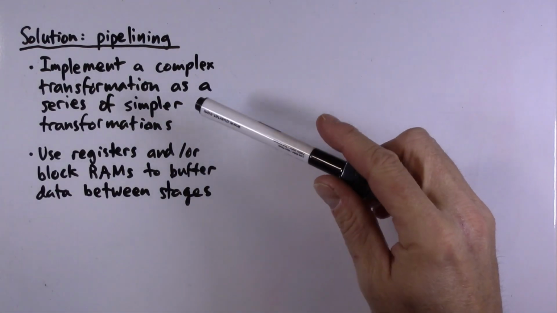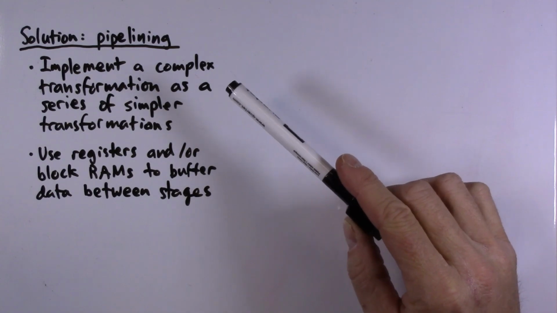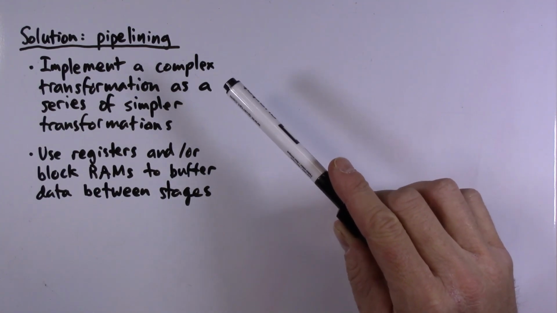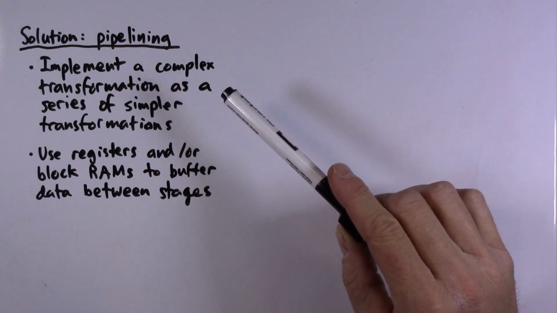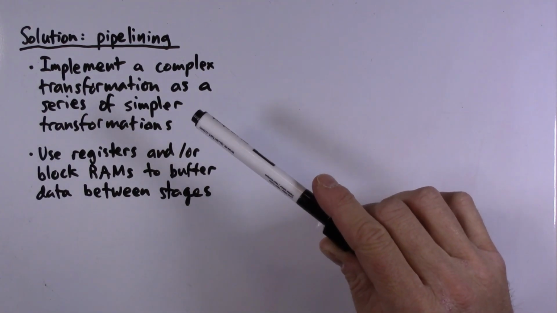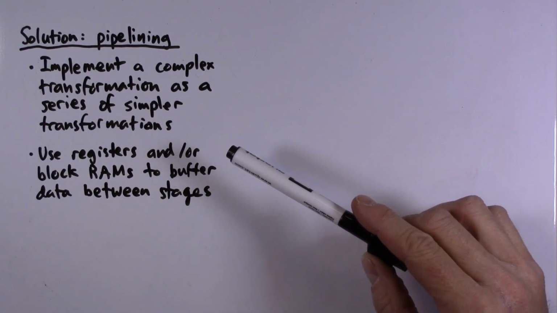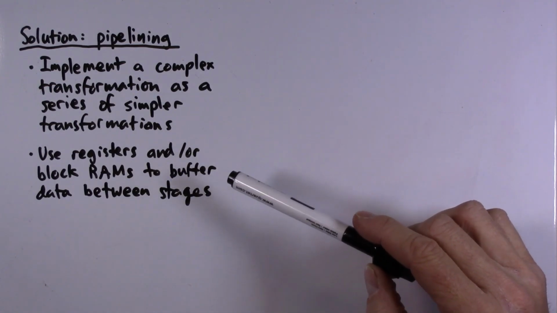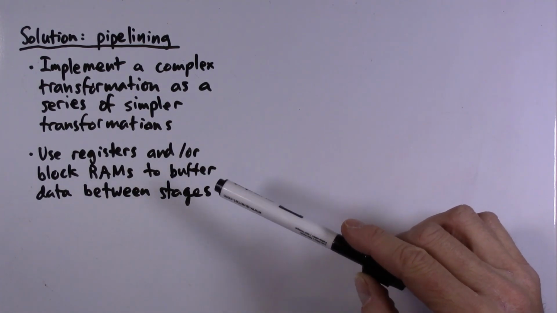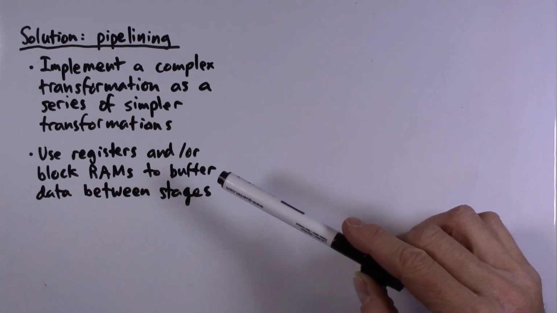So the solution is pipelining, and the idea is that if you need to do a complex transformation of your data, rather than doing it all at once, you do it as a series of simpler transformations, and basically you can use registers or block RAMs as buffers to transfer data from one stage of the pipeline to another.